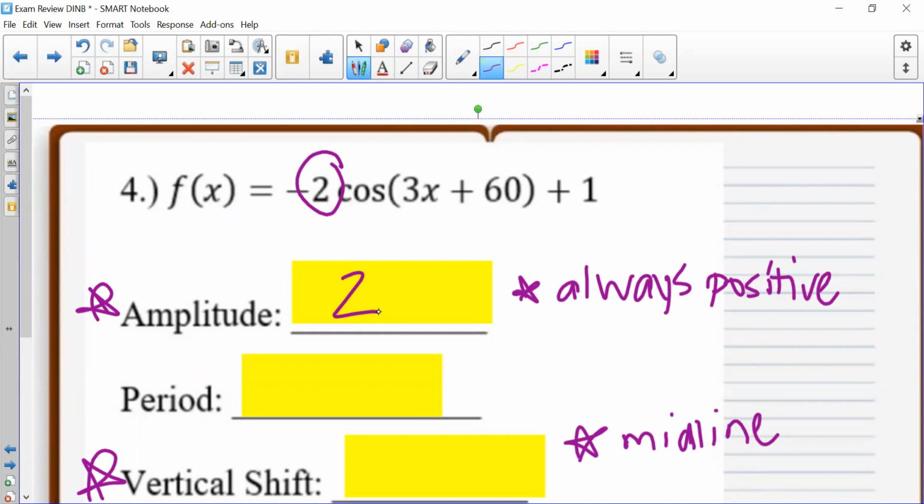And vertical shift is always the last number. Whatever the sign is, you take it with this one. So this is +1. So vertical shift is +1.